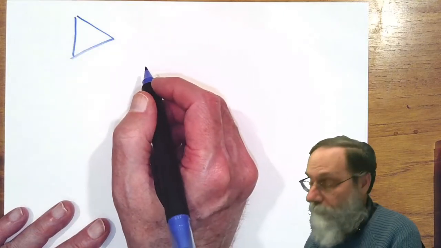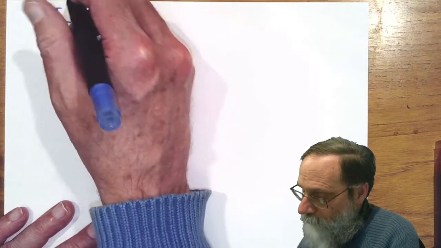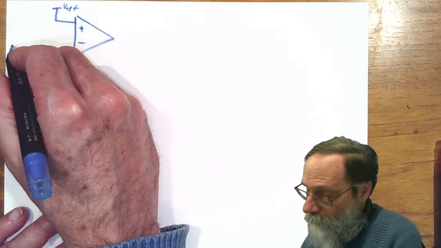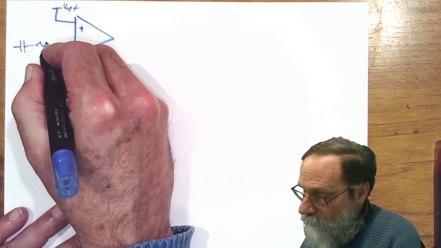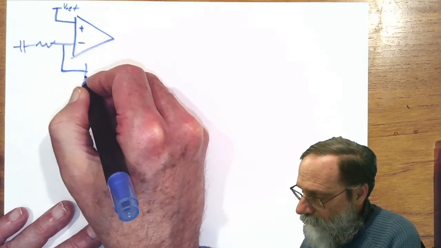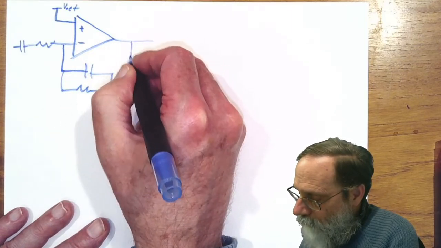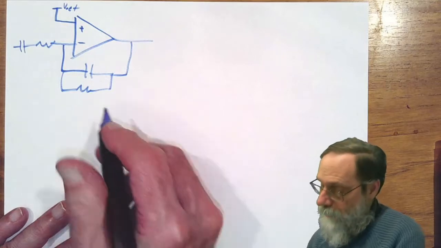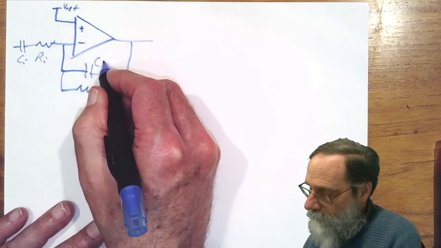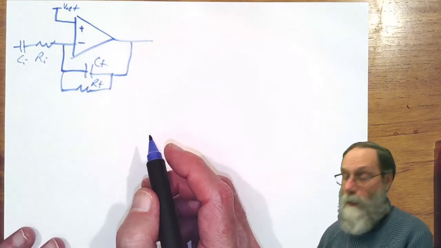So we have an op-amp, and it's going to be in an inverting amplifier configuration. So VREF will come in the positive side, and we will have a capacitor and a resistor in series on the input, and a capacitor and resistor in parallel for the feedback. And we gave these names before, CI and RI for the input, CF and RF for the feedback.